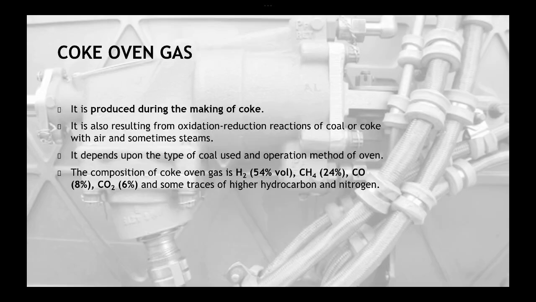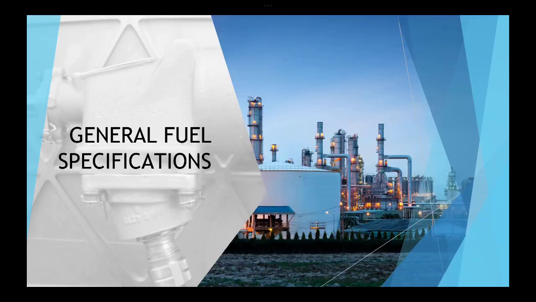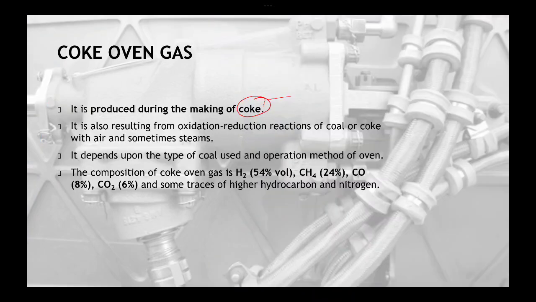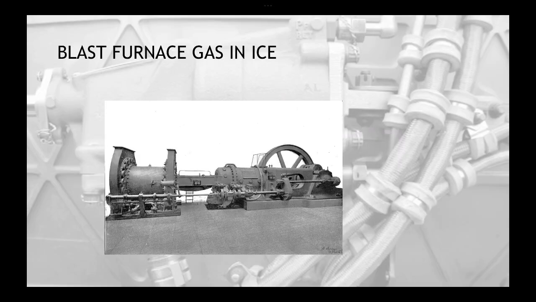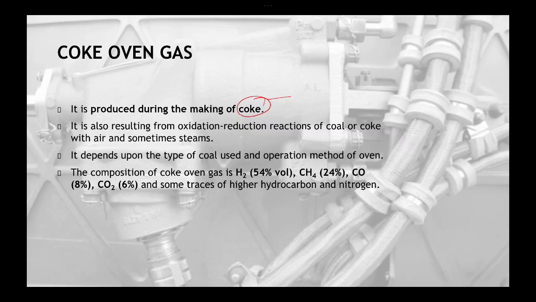Next, we have the coke oven gas. It is produced during the making of coke. So this coke is not a drinkable one. Okay, so this is somehow a type of, or correlated with, coal. It also results from oxidation-reduction reactions of coal or coke with air and sometimes steam. Okay, and that is your coke oven gas. Any questions with the three? Again, we have the alternative fuels, which are the alcohol, the blast furnace gas, and lastly the coke oven gas.